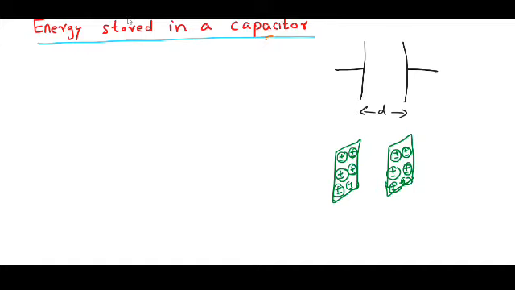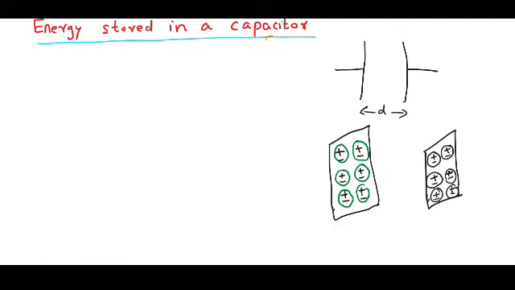Then, to charge up a capacitor, we have to remove electrons from one plate. That is, if I connect this plate to the positive terminal of the battery and this plate to the negative terminal of the battery, to charge up this capacitor plate, we have to remove the electron from each atom, that is, from the positive plate.